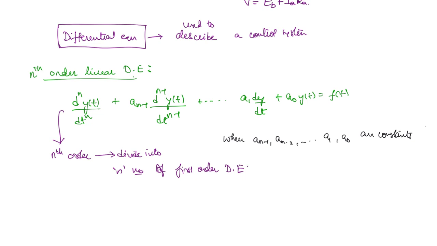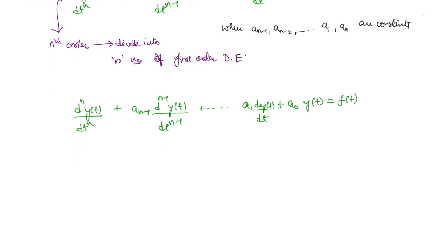Okay, so here we have only one equation, which is nth order. We want to divide this into n number of first order differential equations. So how will you do that? We will take this y of t as x1 of t. dy by dt we will take as another variable x2 of t, and so on till d square y by dt square, we will take as x3 of t.